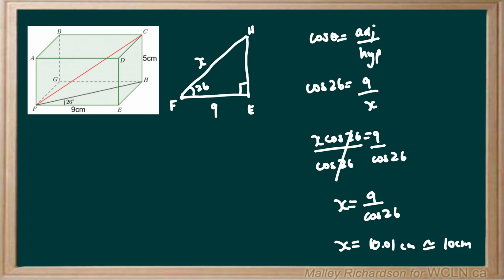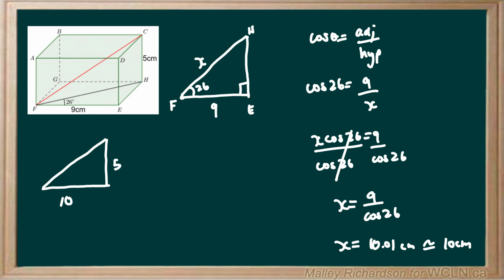So now that we know the shadow of our red line, we can now solve for our red line. So let's draw out our new triangle that we have to solve. In this case, our hypotenuse is going to be our red line. Our horizontal line is our shadow, which we just solved to be 10 centimeters. And then our vertical line is given in the question to be 5 centimeters.